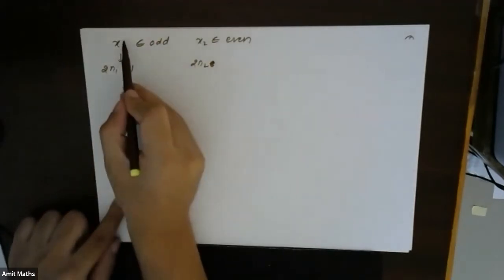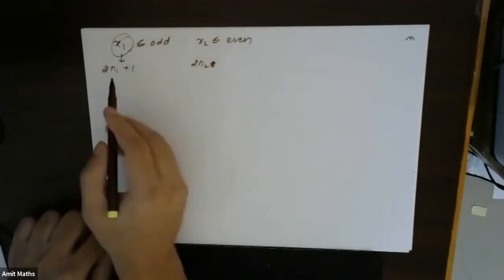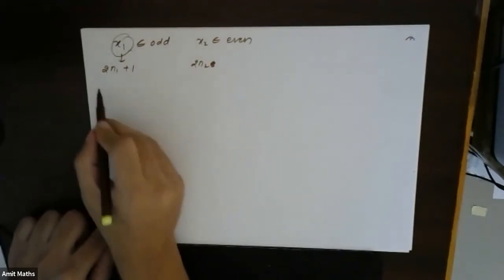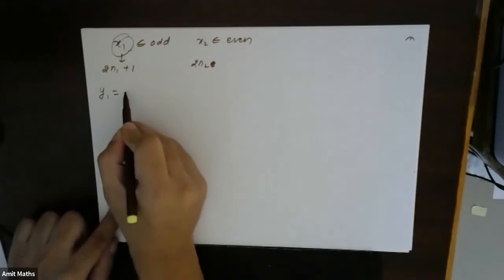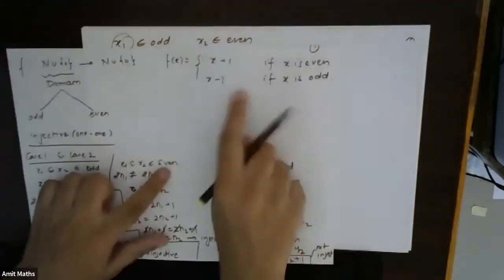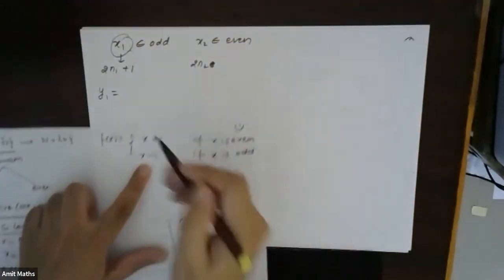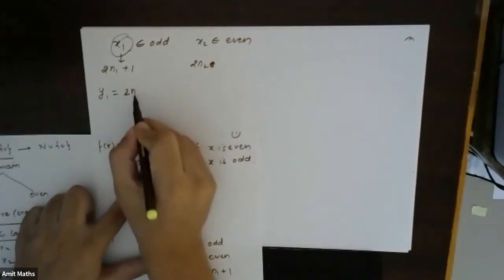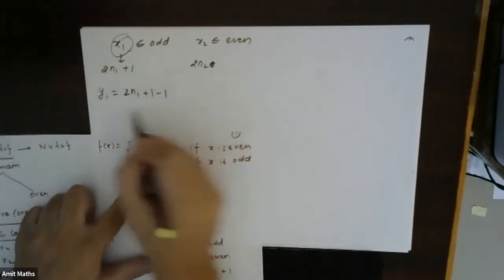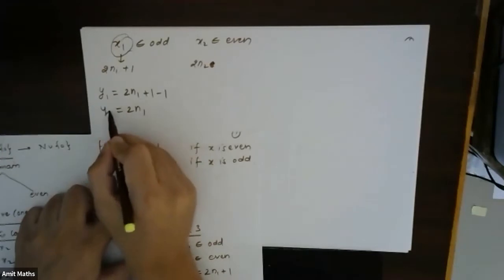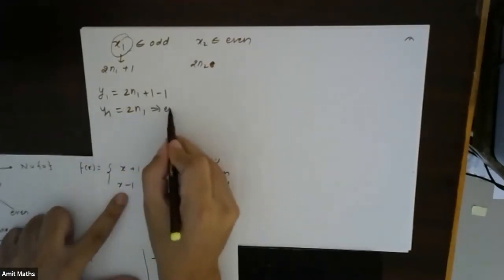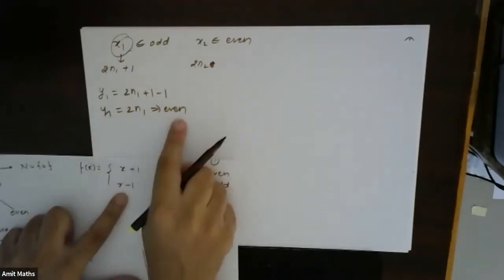See, if x1 is odd, when I substitute this in the function, I will get y1 equals, the original function was, when x1 is odd, I will substitute in this. So this will become 2n1 plus 1 minus 1, so this will become 2n1. That means y1 will be even.